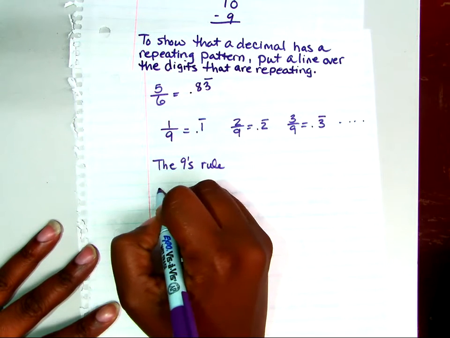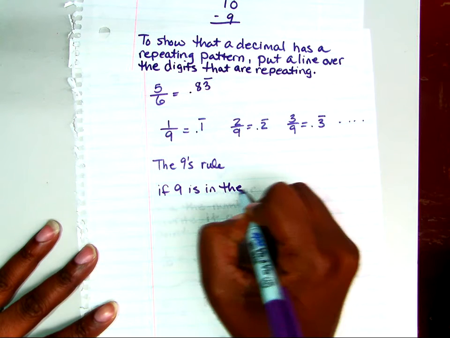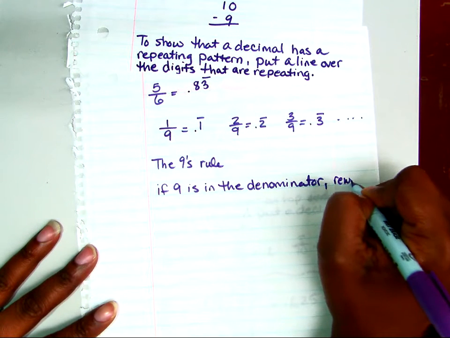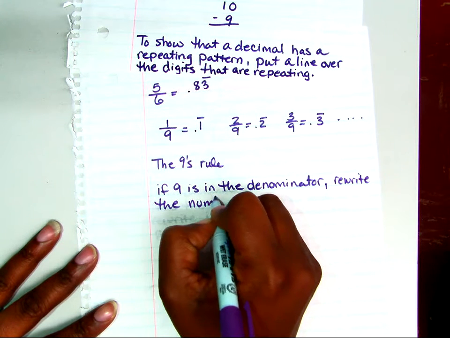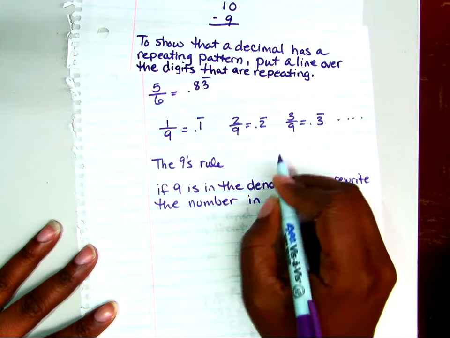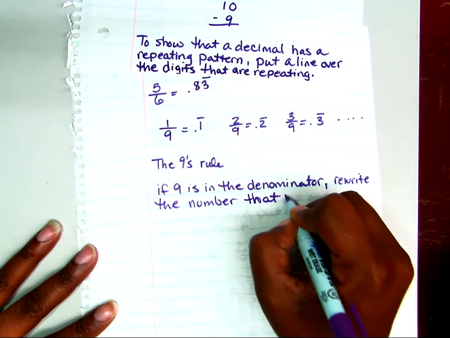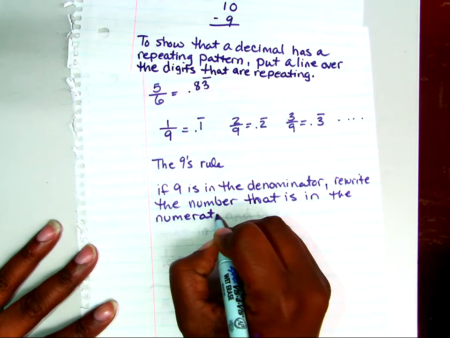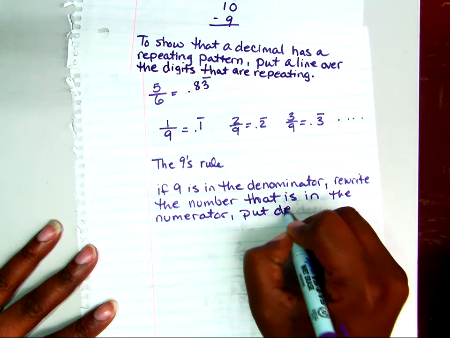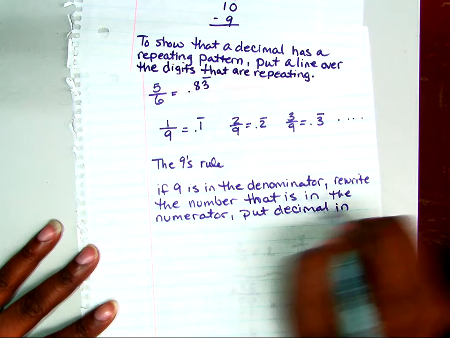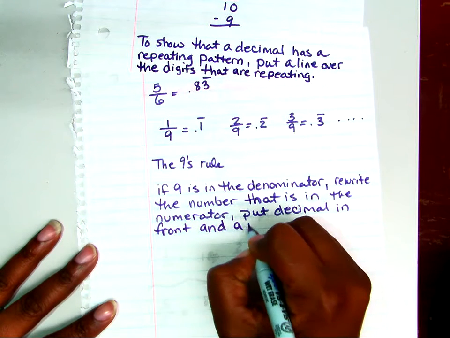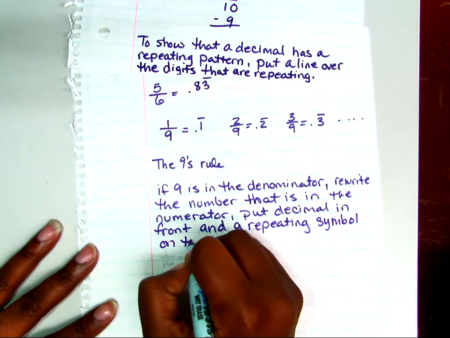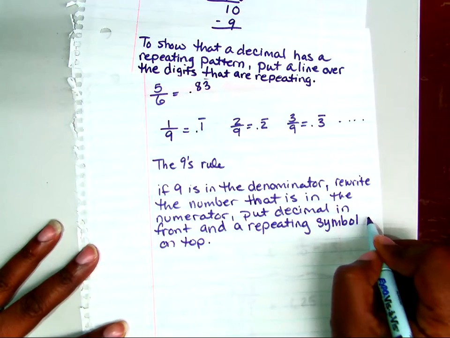So, if 9 is in the denominator, rewrite the number that is in the numerator, put a decimal in front and a repeating symbol on top. And the repeating symbol is the line over it.